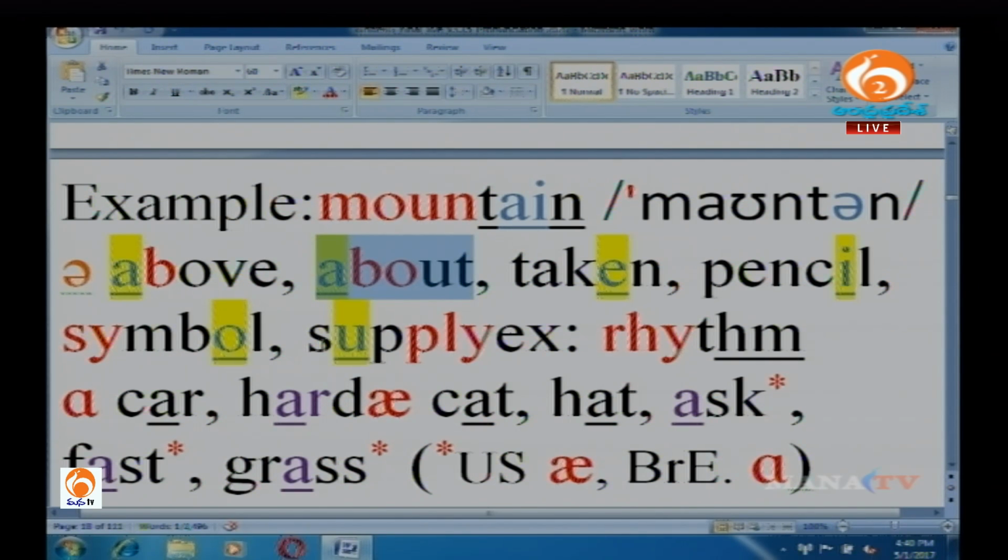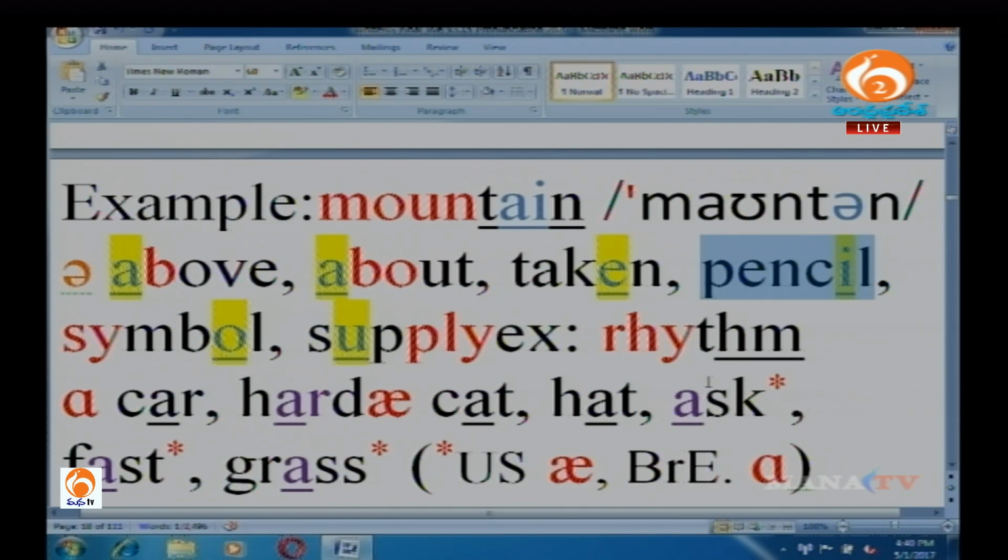Start with about. This one, taken. Between K and N, there's a gentle sound. Taken, okay? It's so soft that you barely hear it. Gentle sound. That's called schwa. It's the most common sound.